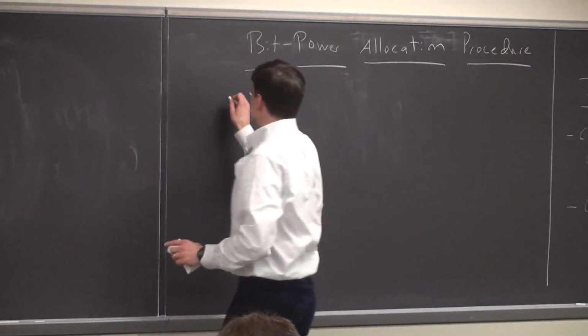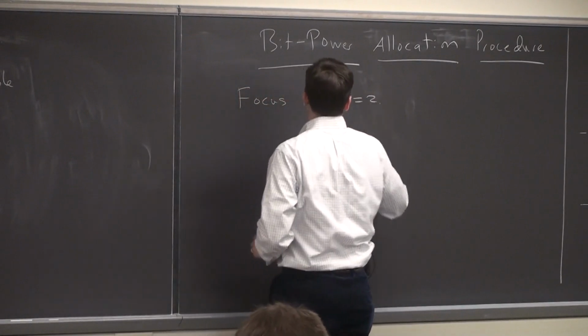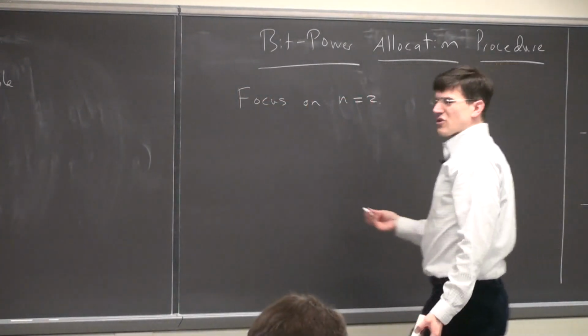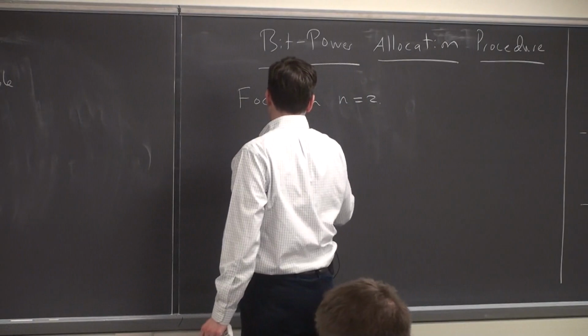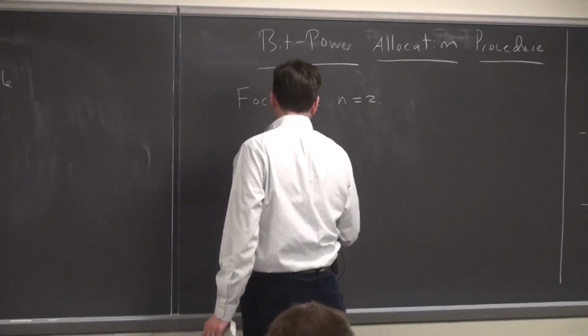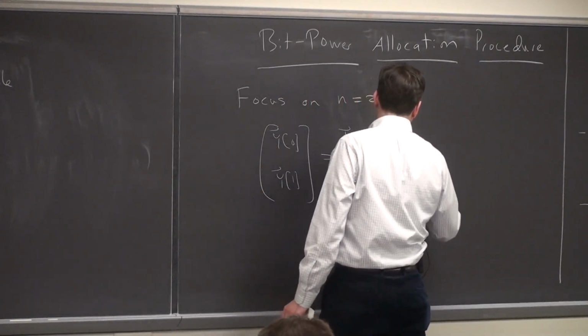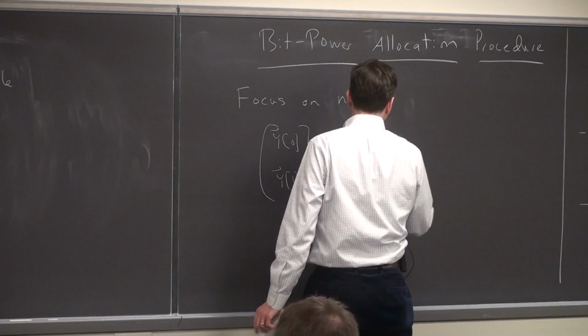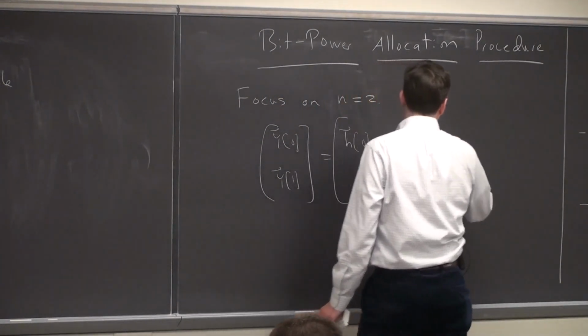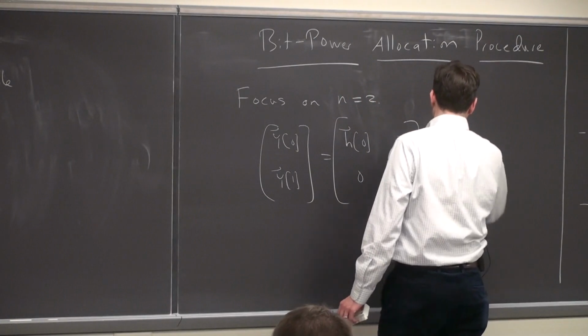Okay, so let's focus on the n equals 2 case first. So you just have 2. Should I draw it out? The whole system just has 2 samples in it. In Y, in H, in X, and in Z.